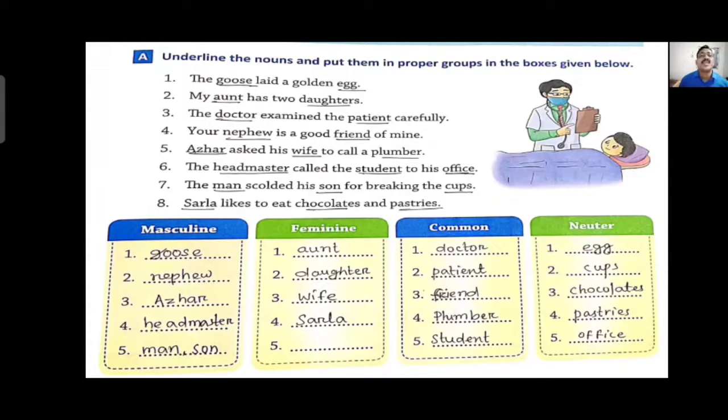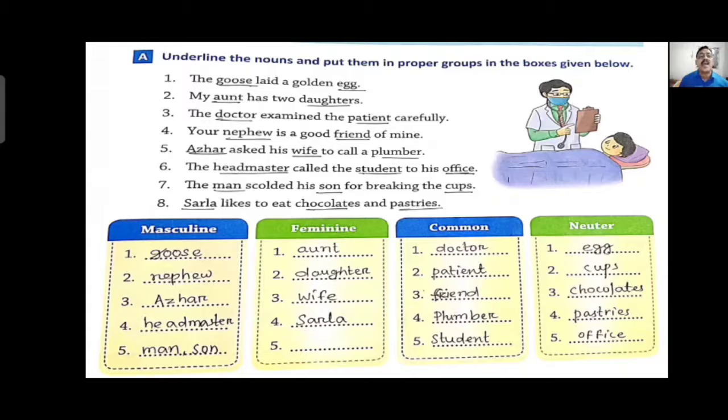The goose laid a golden egg. Goose, a type of bird. It is a male bird. So goose is written in masculine column. Egg is a thing. It cannot be distinguished whether it is a male egg or female egg. That's why egg comes under neuter group, neuter gender.